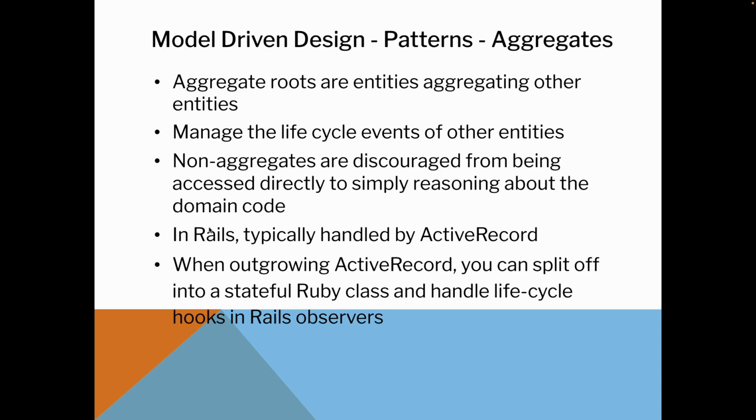Now in Rails, aggregates are simply just another type of active record instance, but they have associations of one-to-many or one-to-one or something like that. That's how they aggregate other objects through associations. And if you outgrow active record for some reason, or you don't need the database, you can just use basic Ruby objects for this.